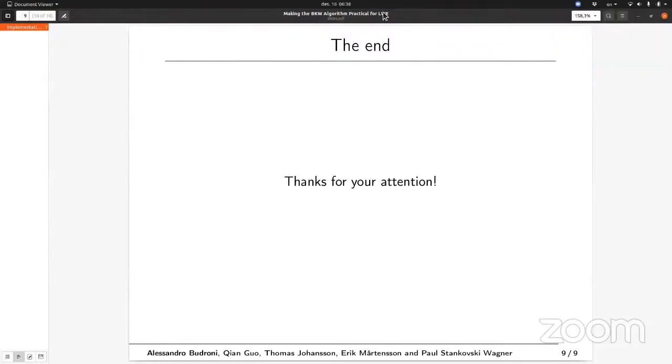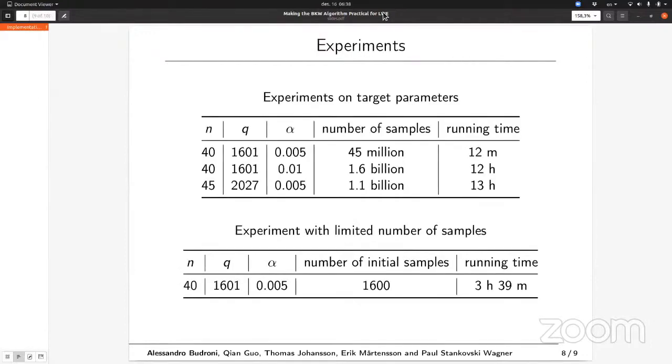Thanks for your question. Yes, I confirm the bottleneck is file access. For example, for this instance where n is equal to 40 and alpha is equal to 0.005, it took 12 minutes. But most of the time is taken by reading and writing to files.